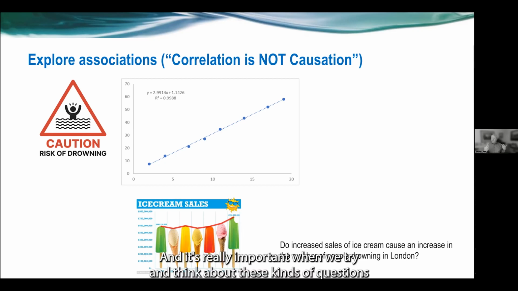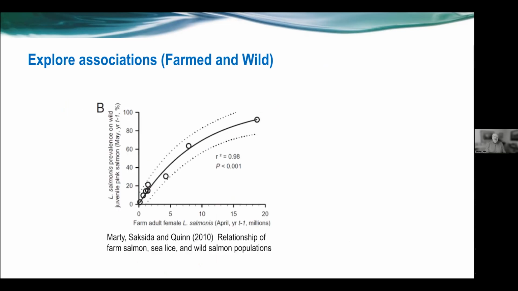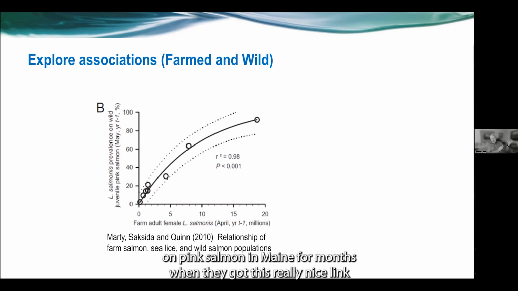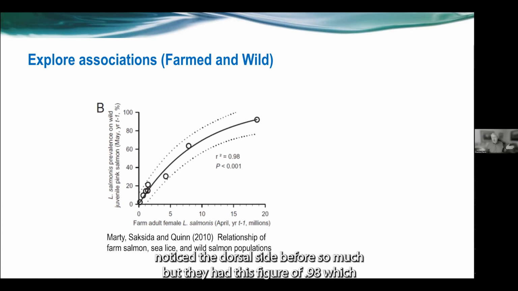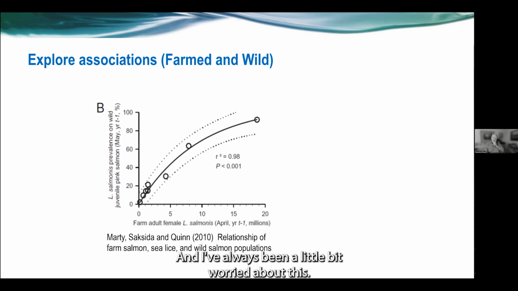And it's really important when we think about these correlative questions to be careful about what the causal linkages might be. I know Sonia's on the call, so I don't want to be overly negative about this, but Sonia with some of her colleagues did this very nice paper back in 2010 on the linkage between wild and farmed salmon. Basically, they looked at the number of lice in April on farms and tried to relate that to the level of prevalence on pink salmon in May, the following month. And they got this really nice link. They were honest enough to put little dotted lines around it, which I quite like. They had this figure of 0.98, and when you read it as a correlation figure, the highest you can get is 1. So it's almost perfect. And I've always been a little bit worried about this.